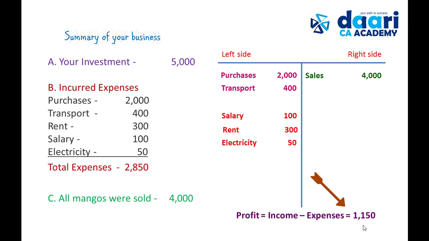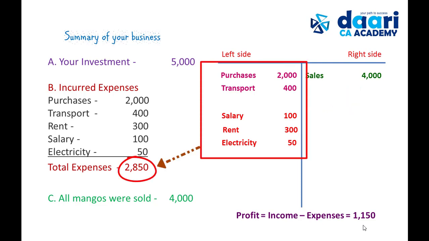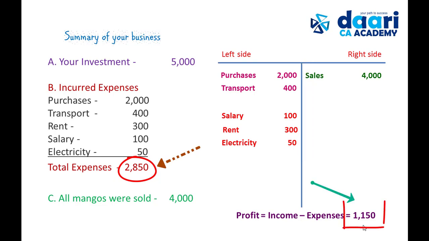A layman or a 10th grade student also can tell us what is the profit from this business. So the profit is equal to total income minus total expenses. So here total income is 4,000, total expenses are 2,850, hence the profit is 1,150.